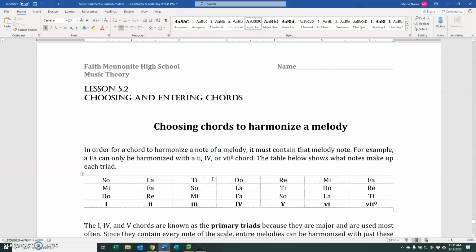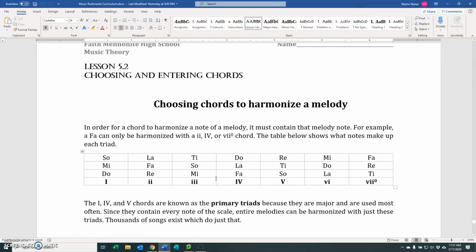This is instructions for lesson 5.2, choosing and entering chords. When choosing chords for a melody, you must choose a chord that contains the melody note you are trying to harmonize. For example, a fa can only be harmonized with a 2, 4, or 7 chord, because those are the three chords that contain a fa.